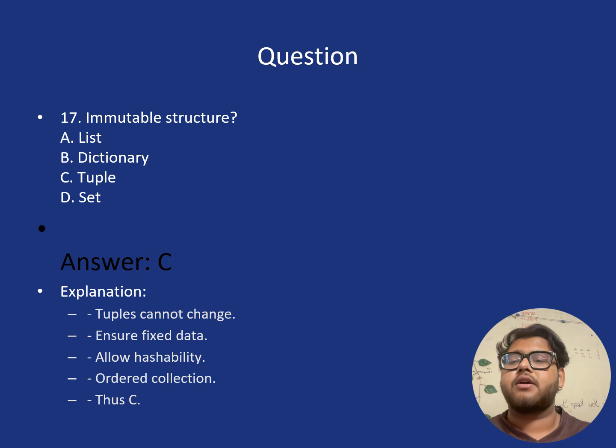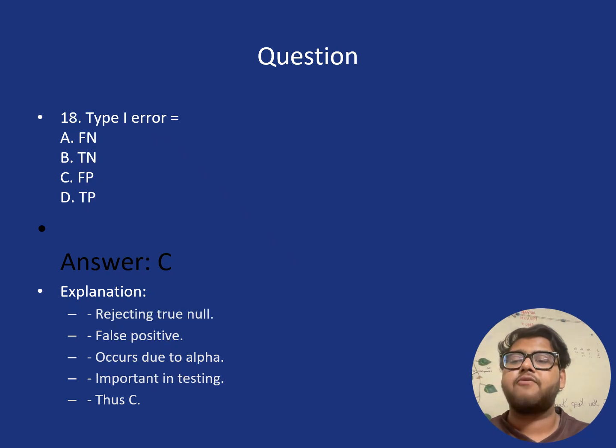Immutable structure: list, dictionary, tuple or set. So the immutable structure in Python is tuple. Tuples cannot change, ensure fixed data, allow hashability, ordered collection. Thus, C is the right answer. Type 1 error is equal to FN, TN, FP, TP. So the answer is false positive. Rejecting true null, false positive occurs due to alpha, important in testing.